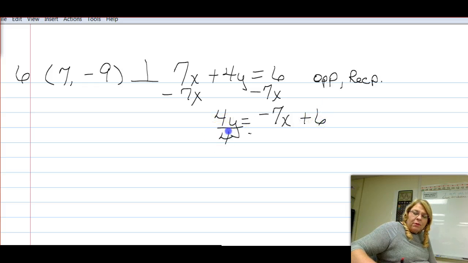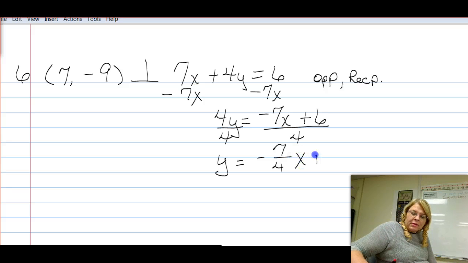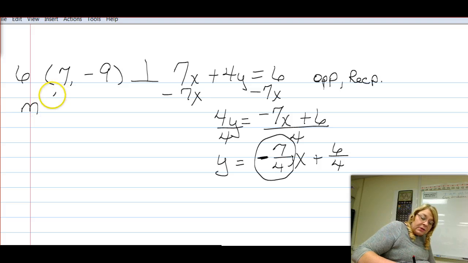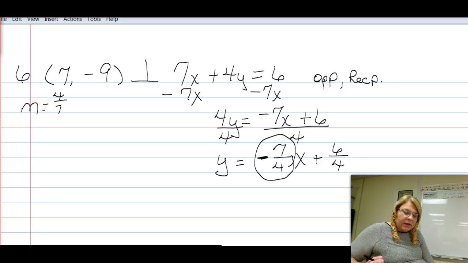I divide by the 4 in front of the y. I get y equal -7 over 4 x plus 6/4. I'm not really interested in the 6/4. I'm interested in the slope. I want to use that slope to find a line perpendicular. I said it had to be the opposite sign, so I'm going to have a positive, and it needs to be a reciprocal, so it's going the opposite direction. So the slope that I need to use to come up with a line perpendicular is positive 4/7.